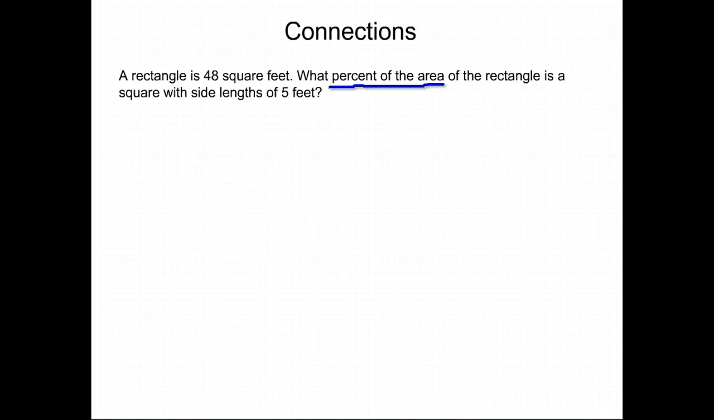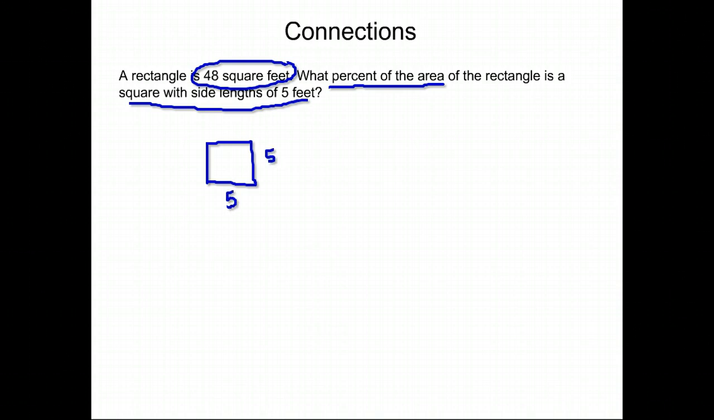Okay, so we need to find, first of all, the area of this square. They told us the area of the rectangle is 48. All they told us about the square is that it's a square with sides length 5. So let's find the area of that square. Area in a square, you do length times width. So we go 5 times 5. And it is 25 square feet.